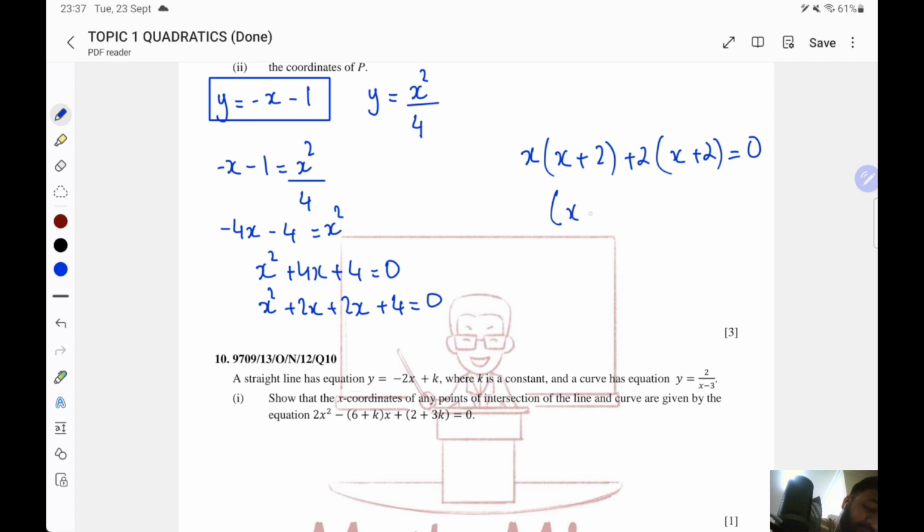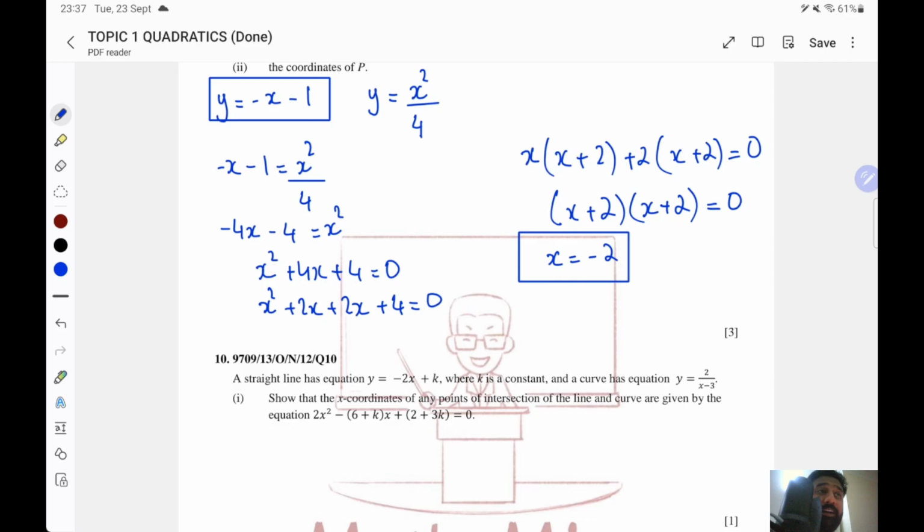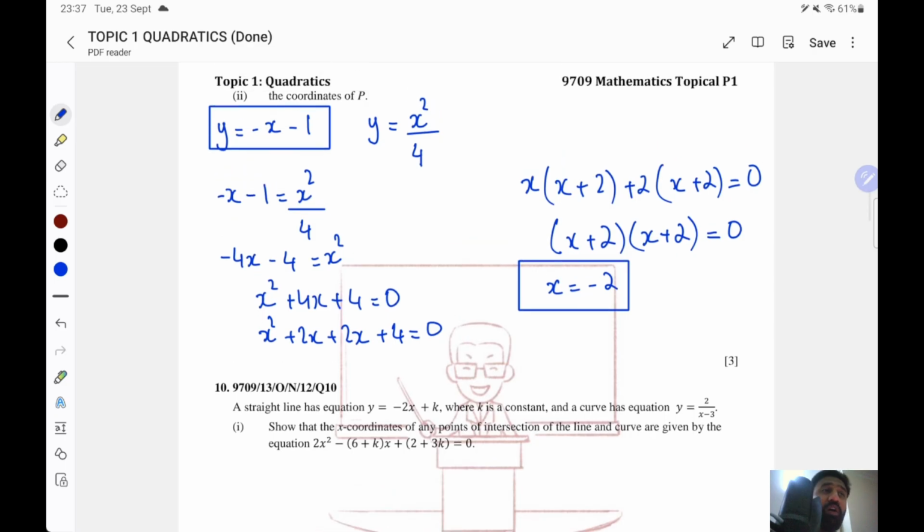So there will be two brackets, and both the factors will be x plus 2. So we are going to get just one value of x, where the line and the curve are intersecting, and it was even mentioned in the question that the line and the curve are just intersecting at a single point, which is known as the tangent. So the x coordinate of point P is minus 2.